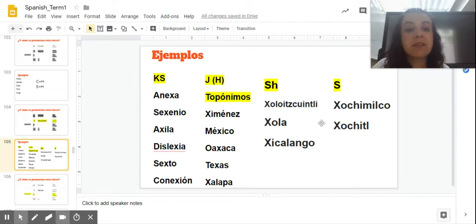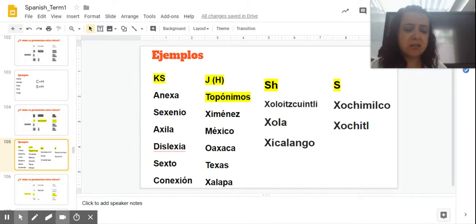I do have to say that there are not that many words, so don't worry, don't panic. And then we have the pronunciation as an S. Xochimilco, Xochitl. These words, they are very popular in Mexico.